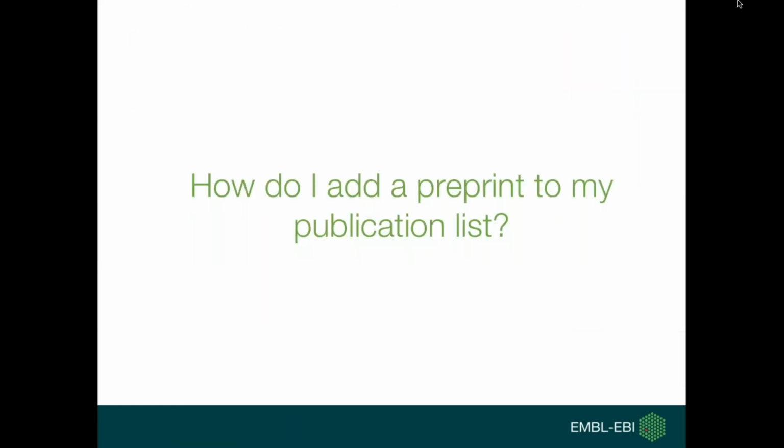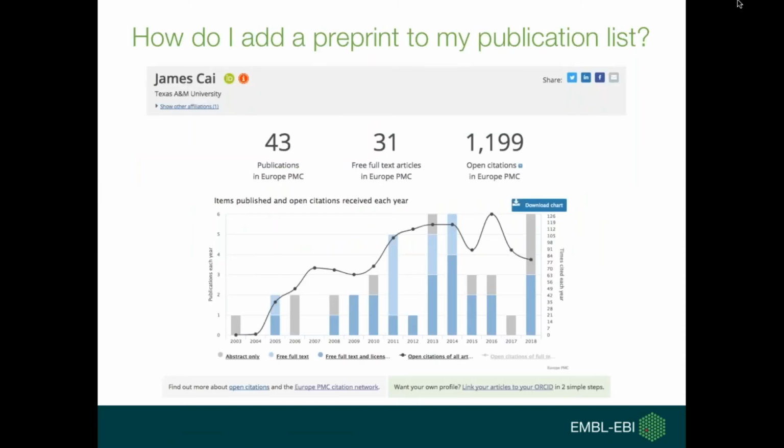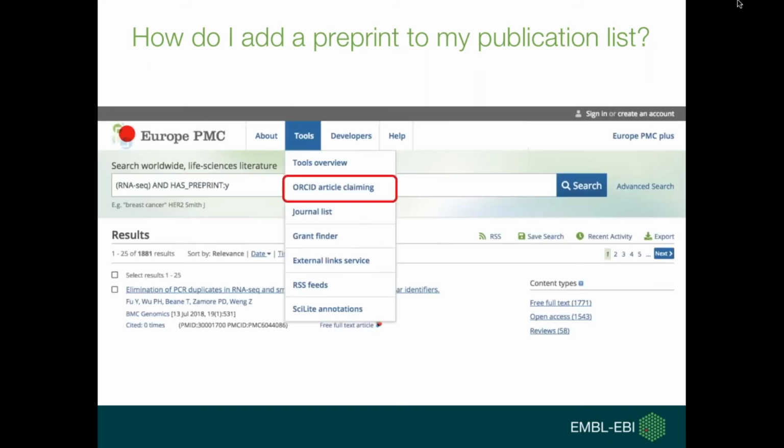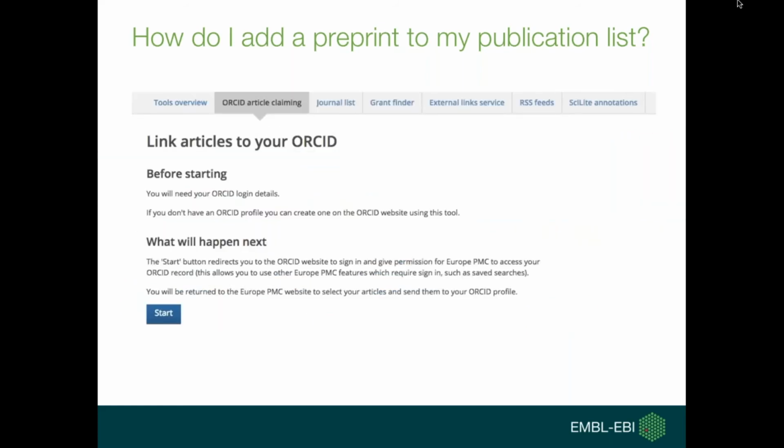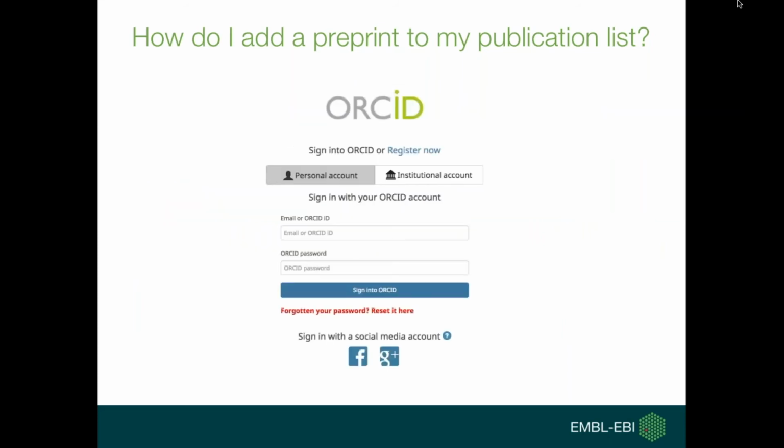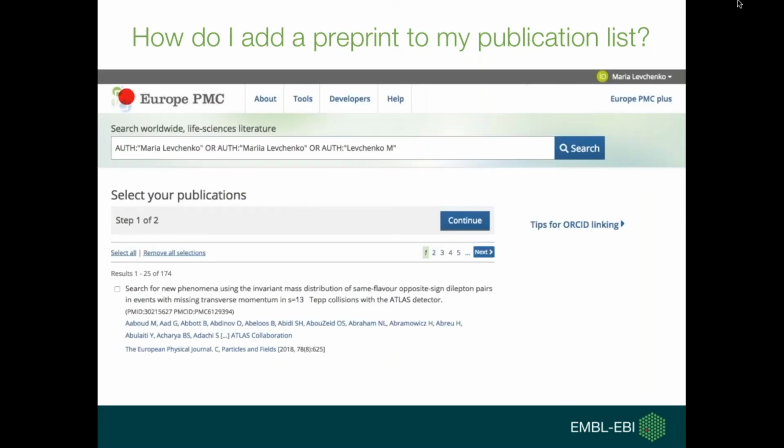So now coming to adding a preprint to your publication list. I showed you an author profile before, and if you wanted to have one, it's really easy to get as long as you have an ORCID ID and you claim your publications to it. You can do the same for a preprint as well. So the way you would do it is go to Europe PMC and above the search bar, find the link to tools and ORCID article claiming. If you go there, you will be brought to this page where you just have to click Start, authorize the tool by logging into your ORCID ID, and it will basically search for your name as an author.